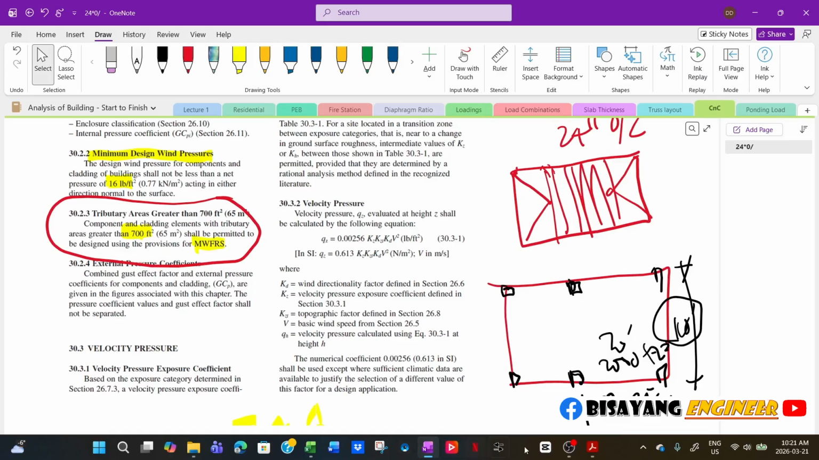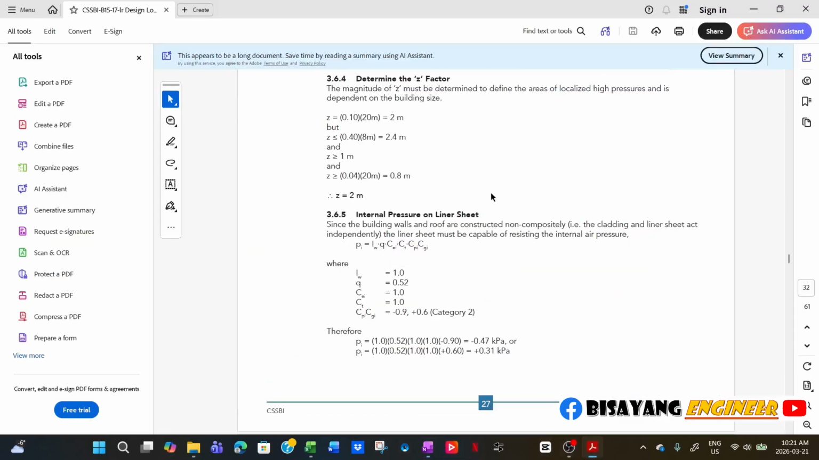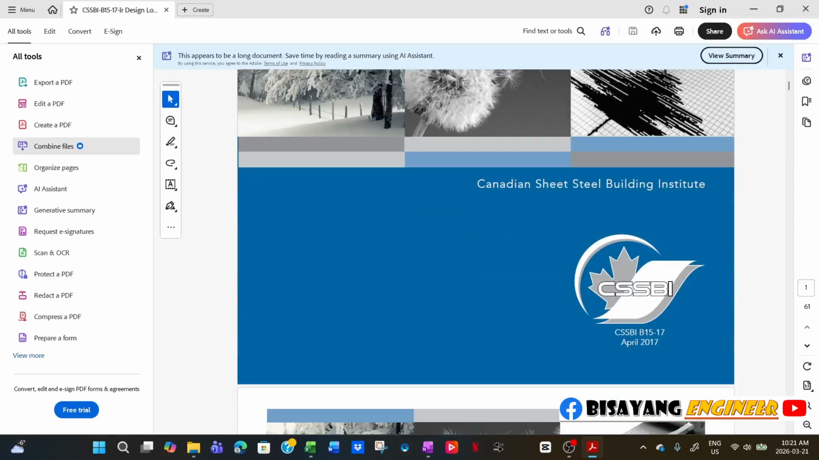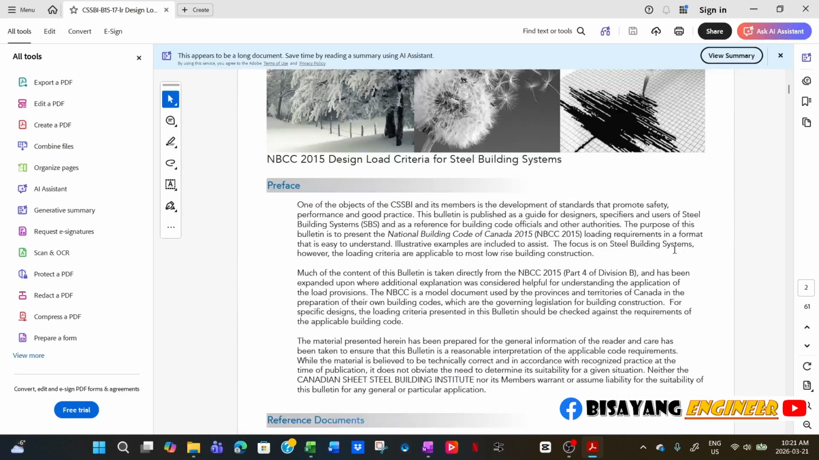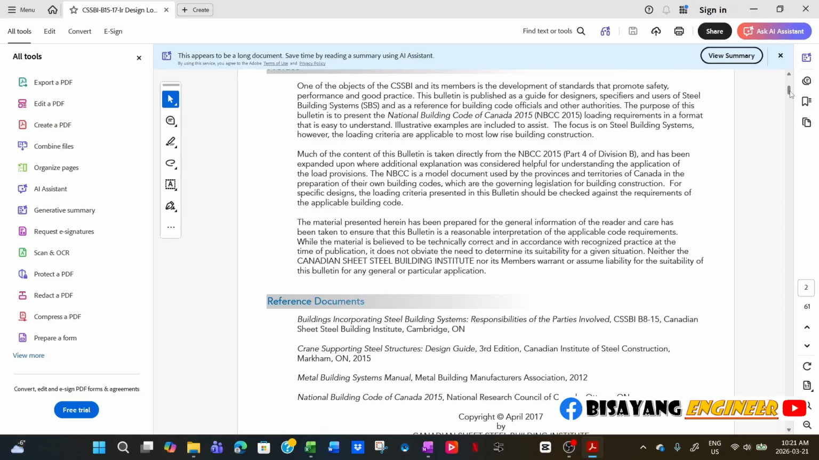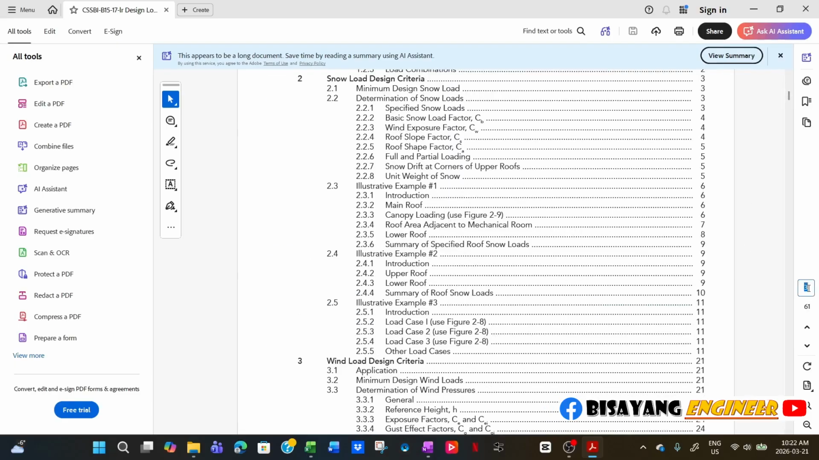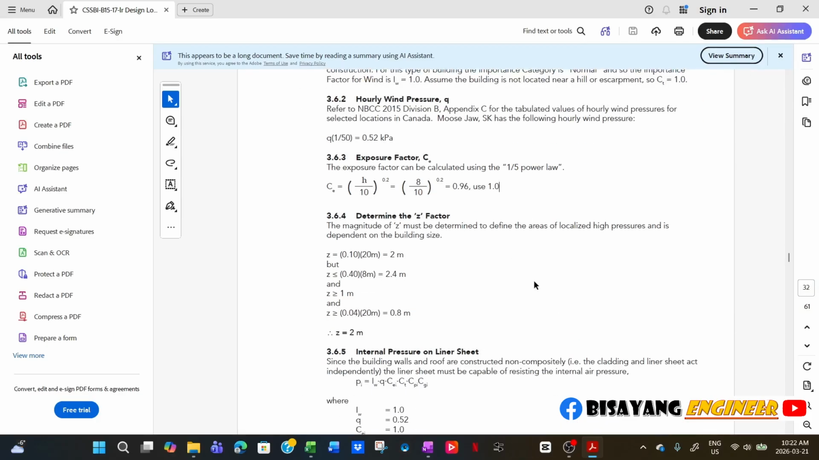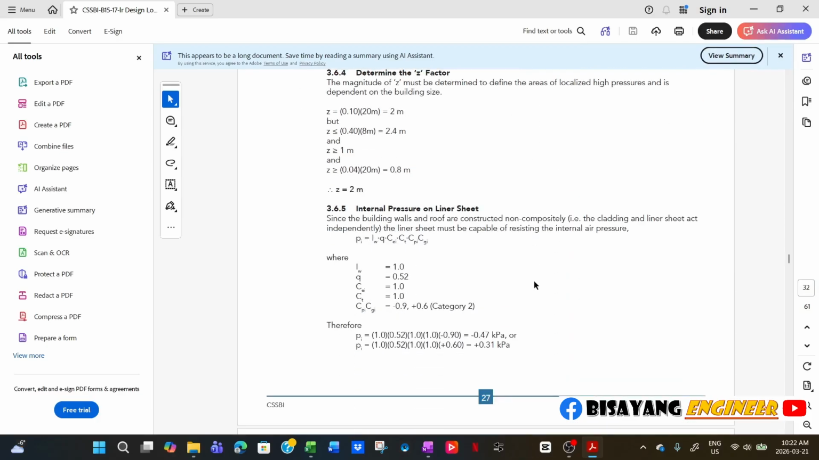So in this particular example, we will be discussing and calculating wind loads for a pre-engineered building. I will show you, but we will also calculate the pressures for the roof, the roof cladding, the wall cladding, and the purlins. Based on our example here, this is the calculation.